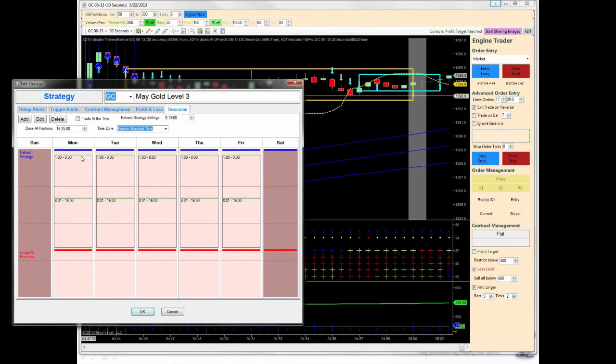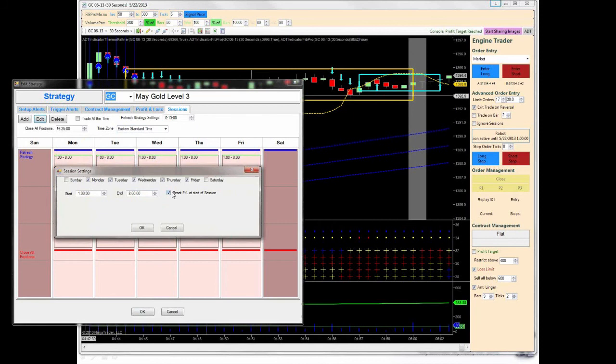Okay, but you can also see the green line at the top of each of these sessions? That indicates that the session is defined to reset the profit and loss. I can show you what that looks like right here. See the checkbox, Reset P&L at start of session? This is the 1 to 8 a.m. session, and it resets the profit and loss.